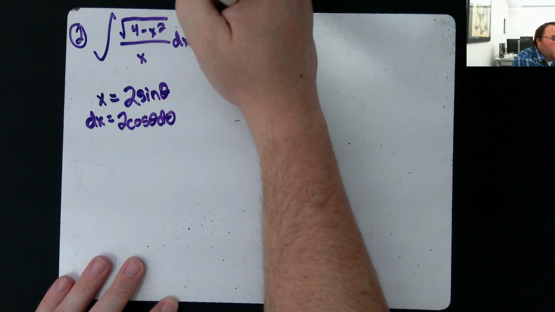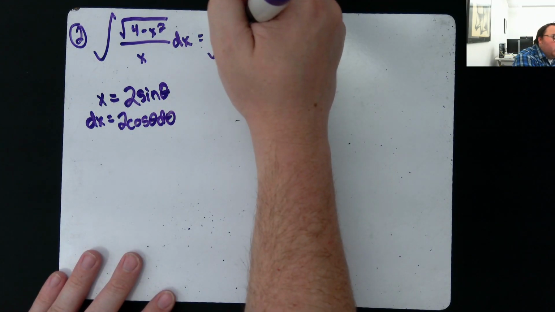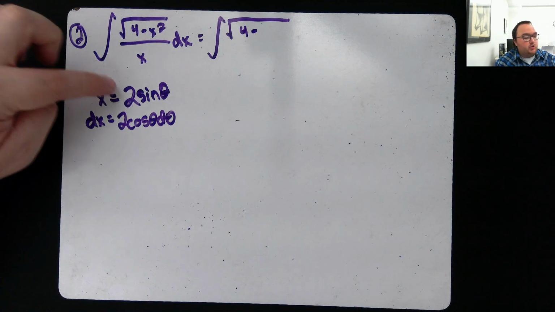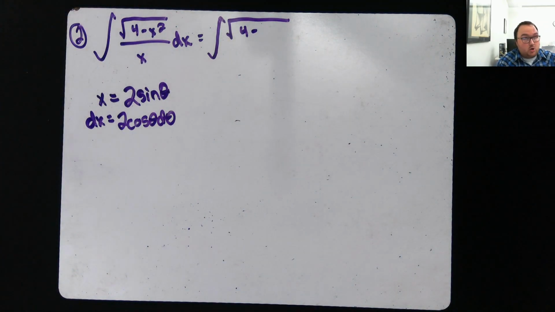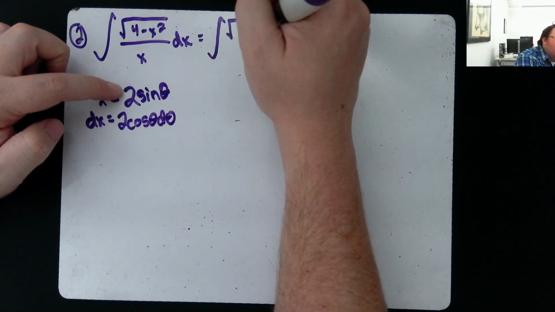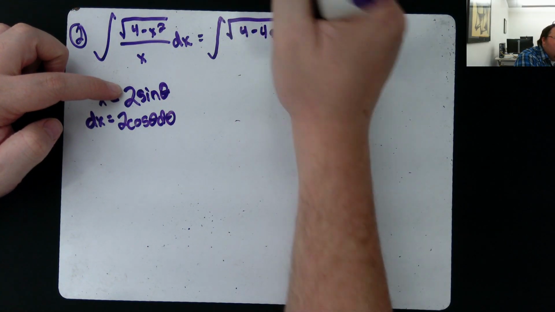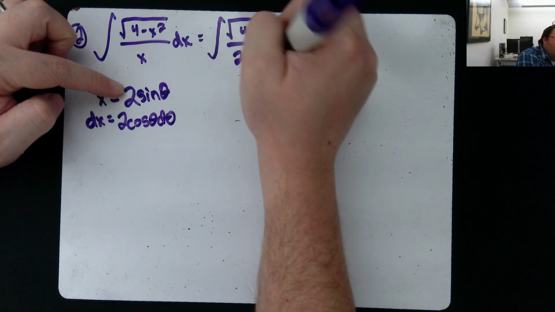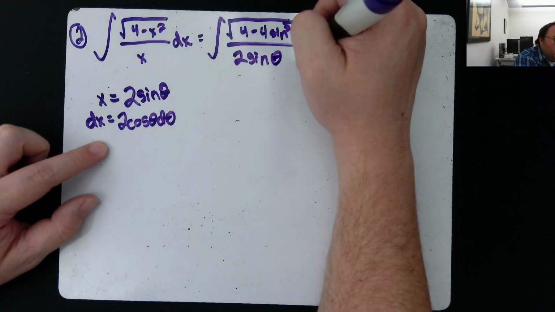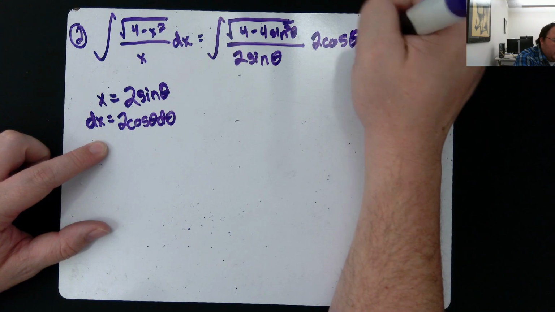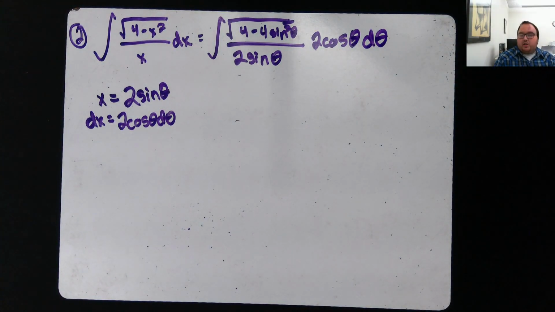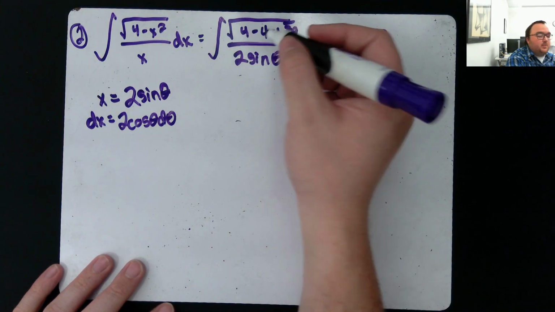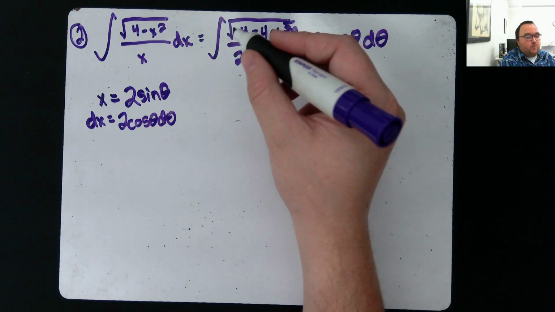So this is going to become the integral of the square root of 4 minus x, which we said was 2 sine. So if I square that, 2 squared is 4, sine squared is sine squared, over the x, which we said was 2 sine theta, times the dx, which we said was 2 cosine theta. So this looks like a jumbled mess, right? But let's see if I can work this out to where it's not that bad. 4 minus 4 sine squared, that's a trig rule. This is equal to 4 cosine squared.